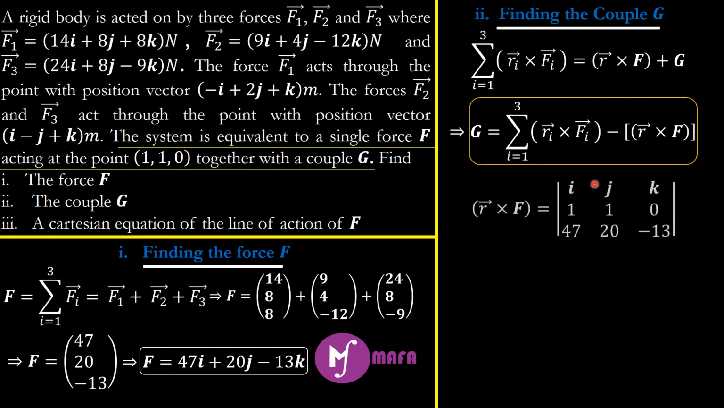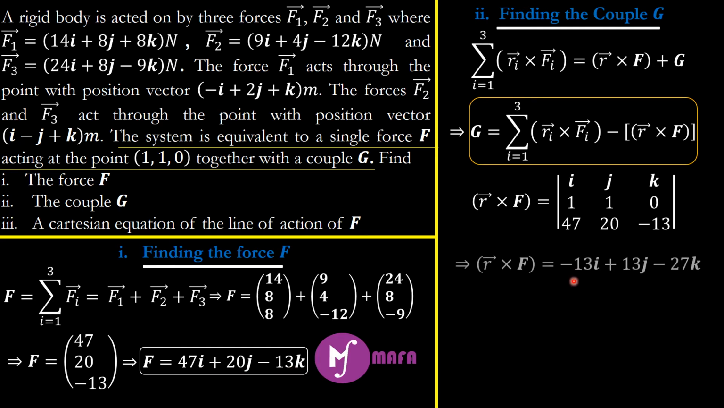So we have to find the moments of that single force, which is R cross F. So we use the determinant method. The R is simply the position vector of the point of action of that single force, which is I plus J plus 0K, and then the single force itself is 47I plus 20J minus 13K. If you do the cross product perfectly, you're going to get negative 13I plus 13J minus 27K.